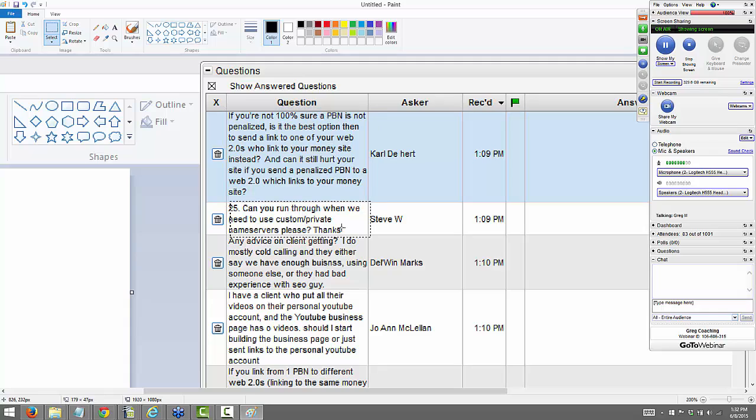All right, from Steve, can you run through when we need to use custom private name servers, please? You don't at all if you're using shared hosting. Actually, you don't at all anywhere now because we're not sending links from the same host to the same money site. So you don't really need to use them at all now if you're following that advice.